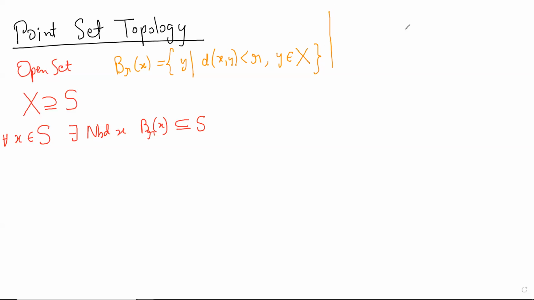Now you have to define distance. What do you mean by distance? Distance is basically a function from X cross X, so X squared, to R plus, or R plus union 0, with the usual properties: triangle inequality, symmetry, and obviously the existence of the zero element. If the distance is zero, then they are the same points. So with all this, the definition of open set is now complete. Logically, it is okay.